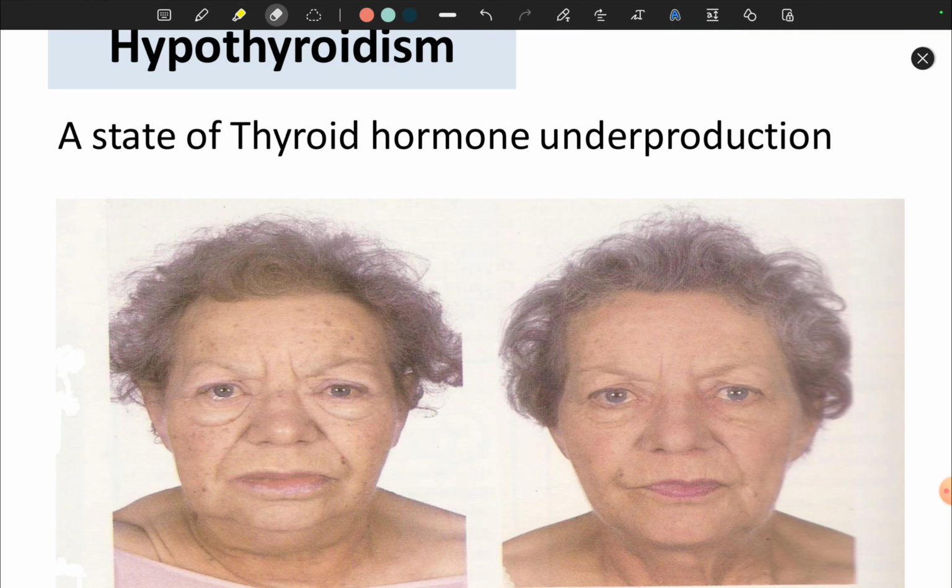When we have excess, we suppress by drug, by radioisotope material, by surgery. Now we have deficiency, so we need to replace. Okay?